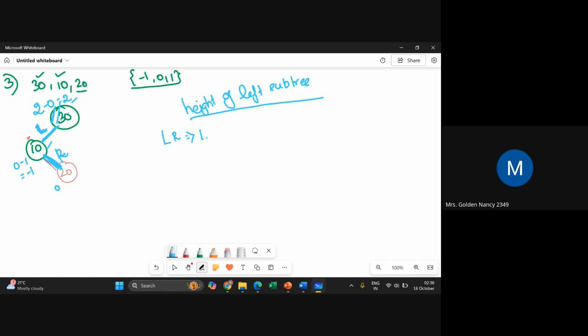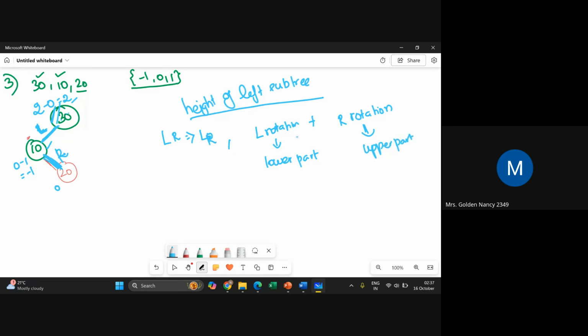So you have to do LR rotation. That is, you have to do L rotation plus R rotation, that is, left side rotation plus right side rotation. Where do you have to do this L rotation? L rotation in the lower part and R rotation in the upper part.